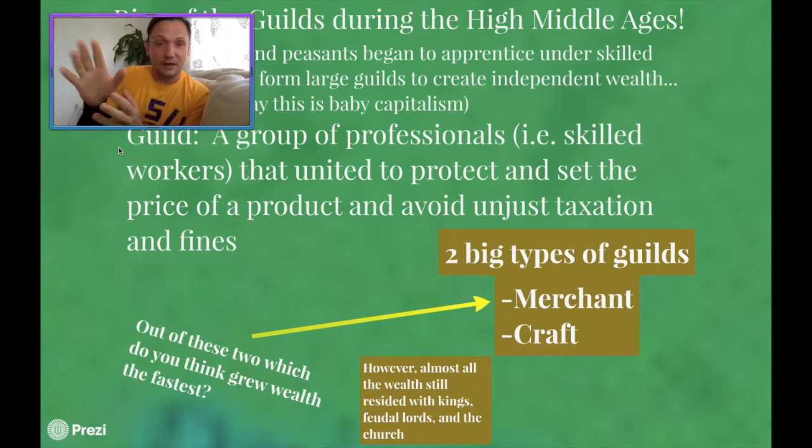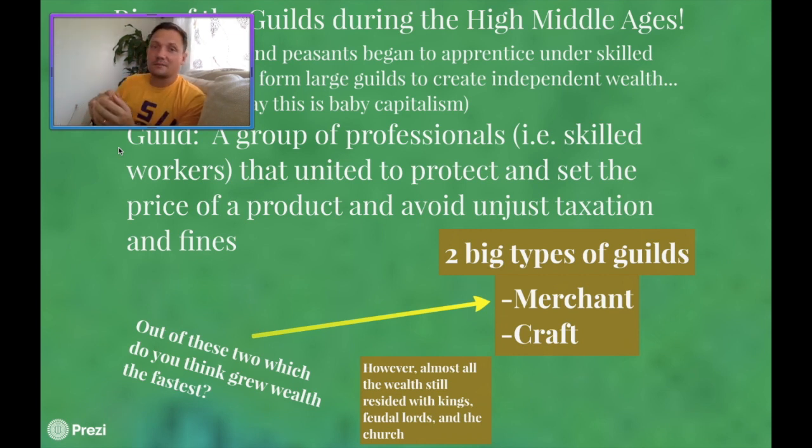Anyway, another time. All right, so now, however, almost all of that wealth still resided with the kings, right? The feudal lords and the church. They still hold the big bundle of the money. Like over 90% of the wealth of Europe still resided in these stagnated areas.